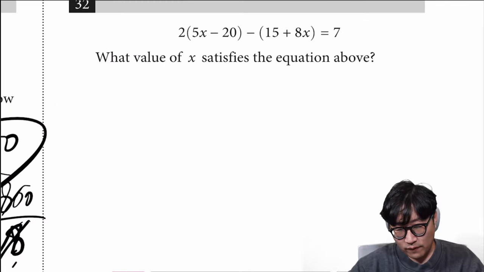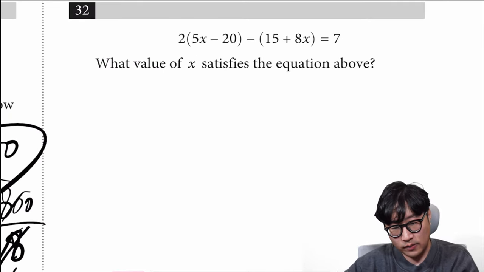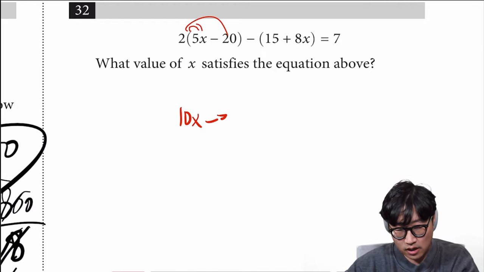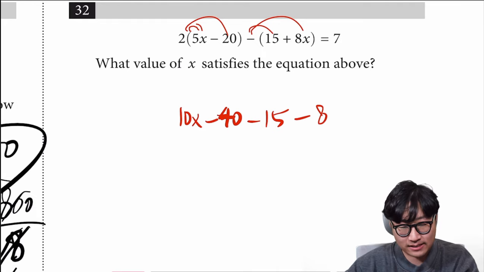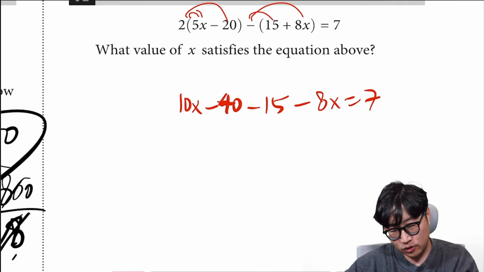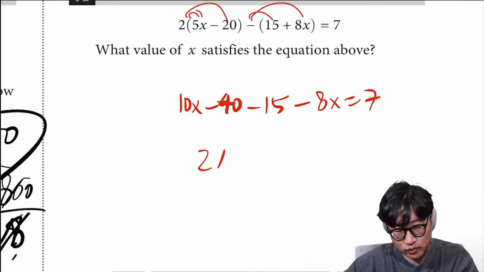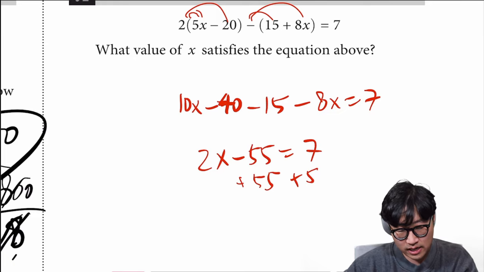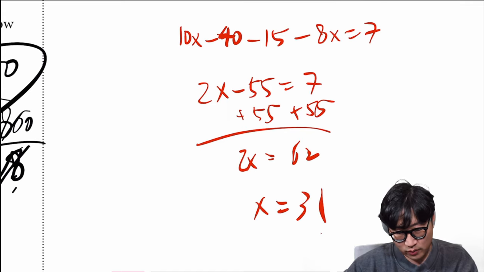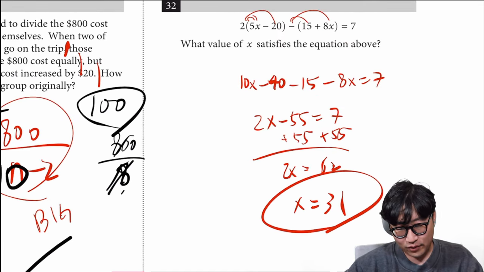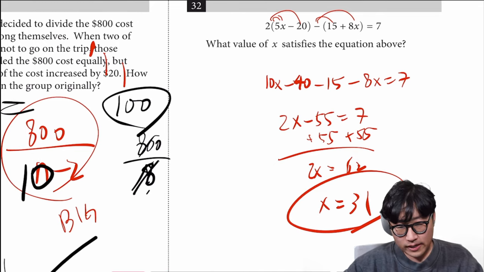Number 32, what value of x satisfies the equation? All right, so you can just go ahead and distribute. So you get 10x minus 40 minus 15 minus 8x is equal to 7. Make sure to distribute the signs properly. So that'll be 2x minus 55 is equal to 7. Add 55 on both sides. So you get 2x is equal to 62. So x is equal to 31. Easy, right? All right, moving on.